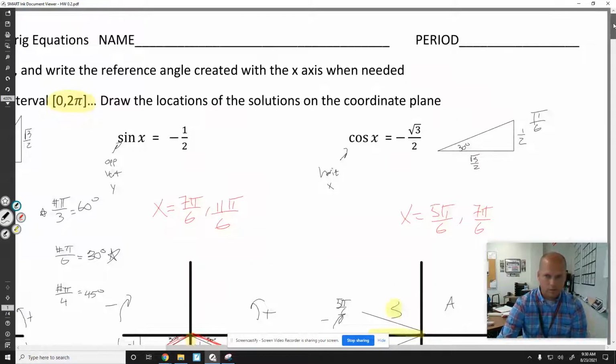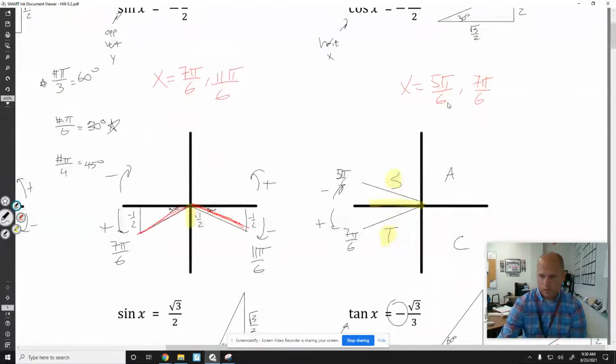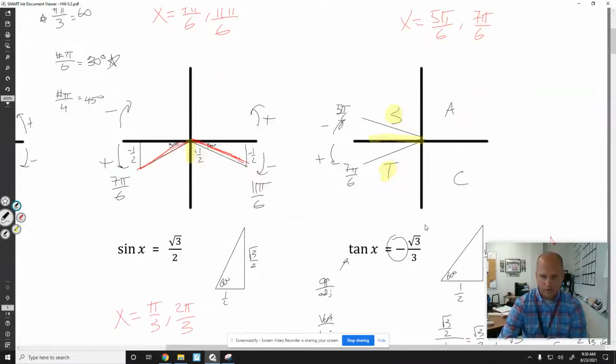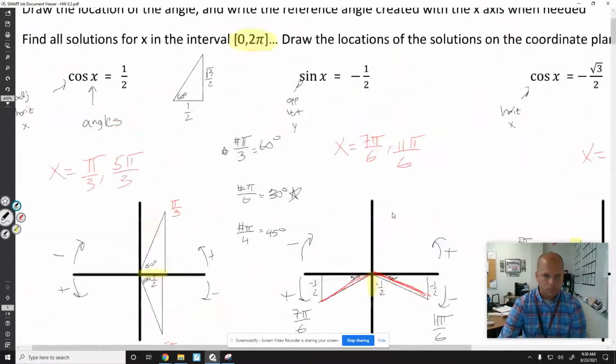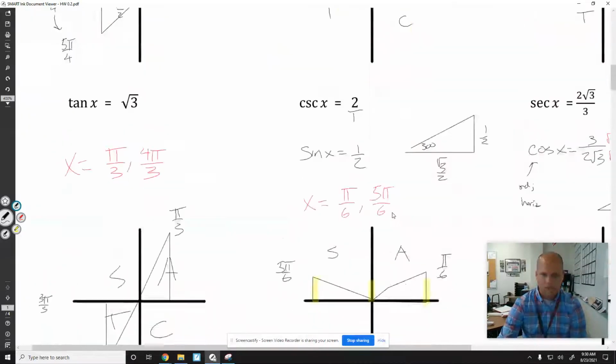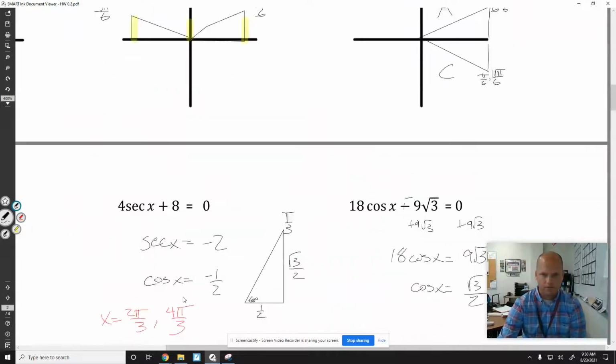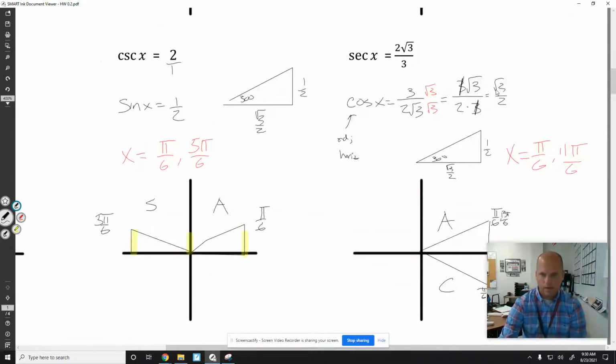I'm going to see if we already did. Cosine's equal to root 3 over 2. Here, adjacent is the longer side, the root 3 over 2. So I want the pi over 6's in this quadrant and this quadrant. Look at that. Did I not have a cosine root 3 over 2? This is great. Wait, I do. Here it is.